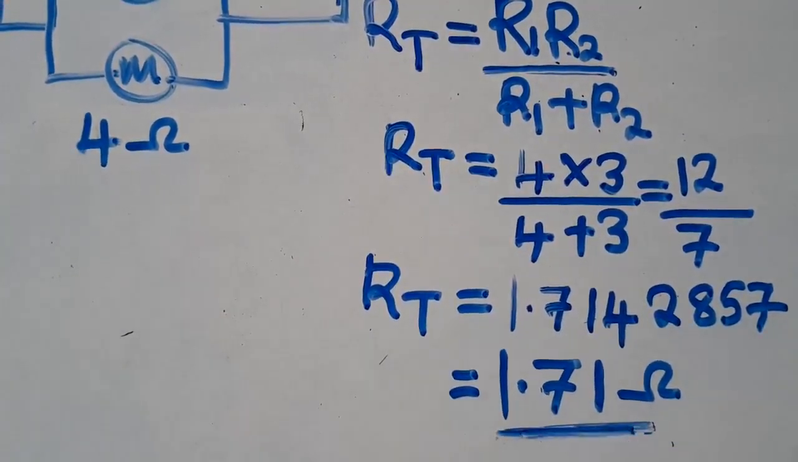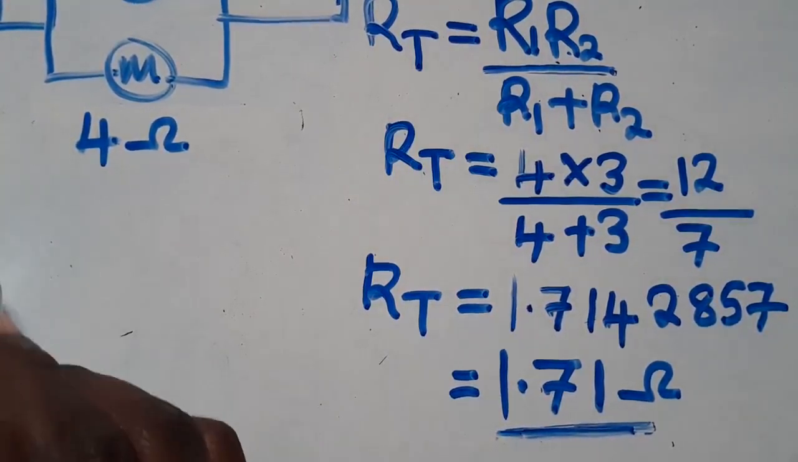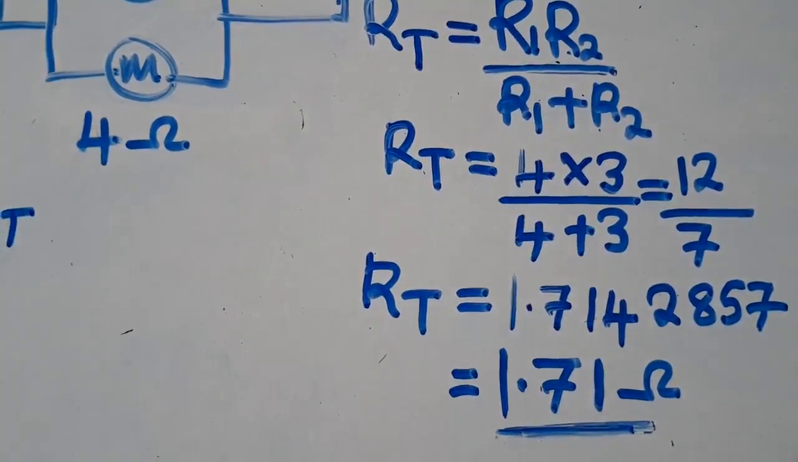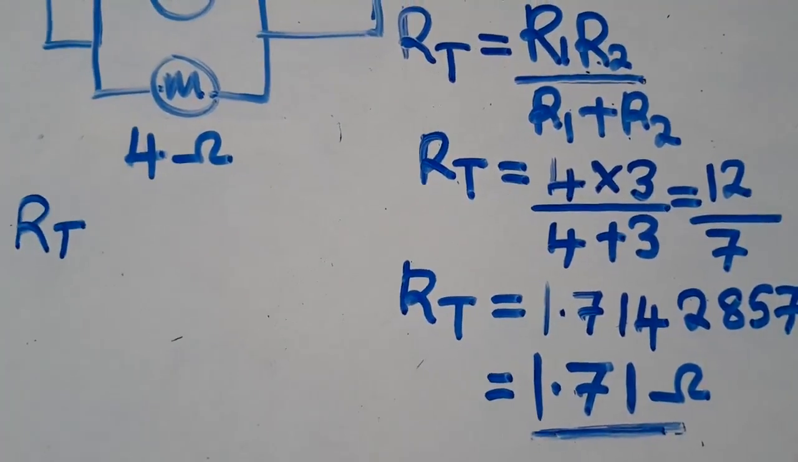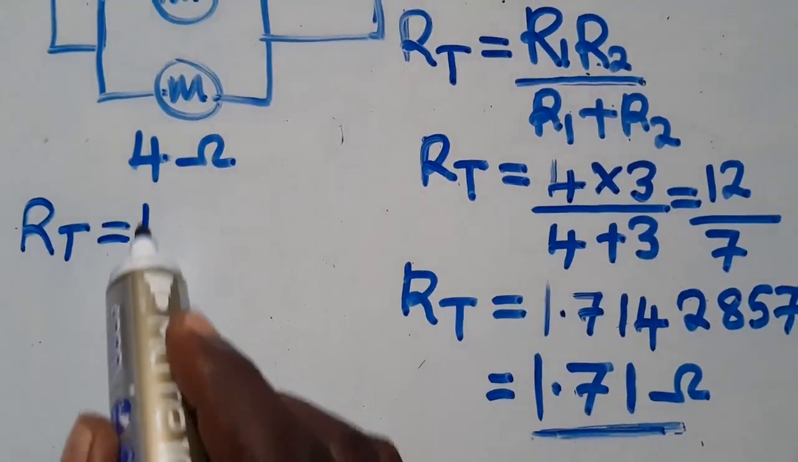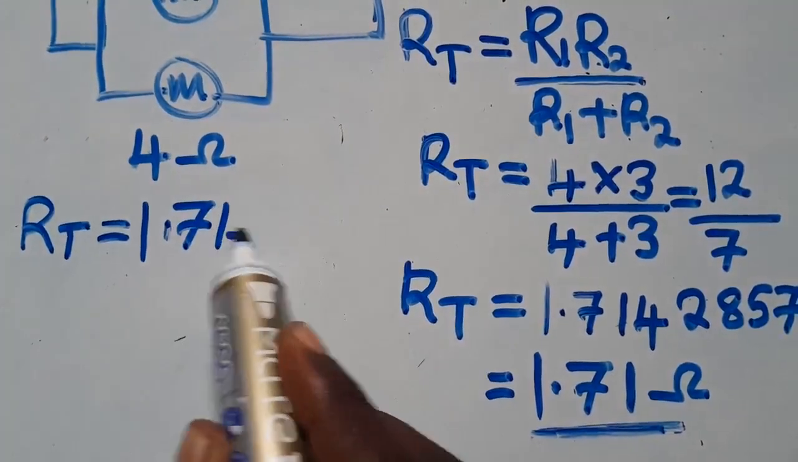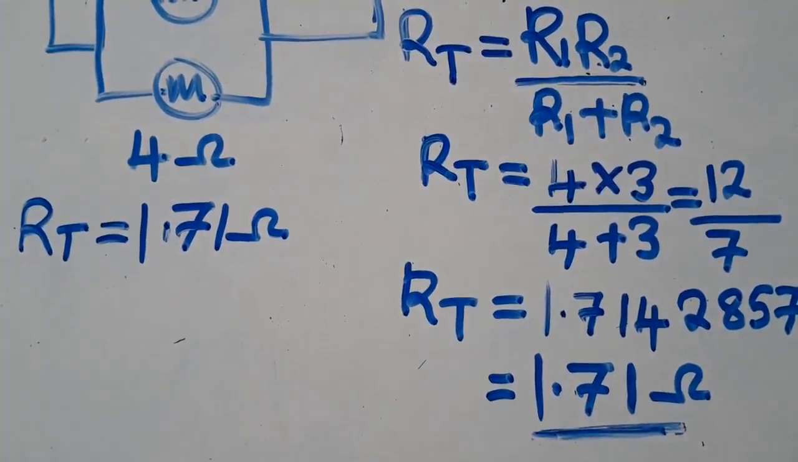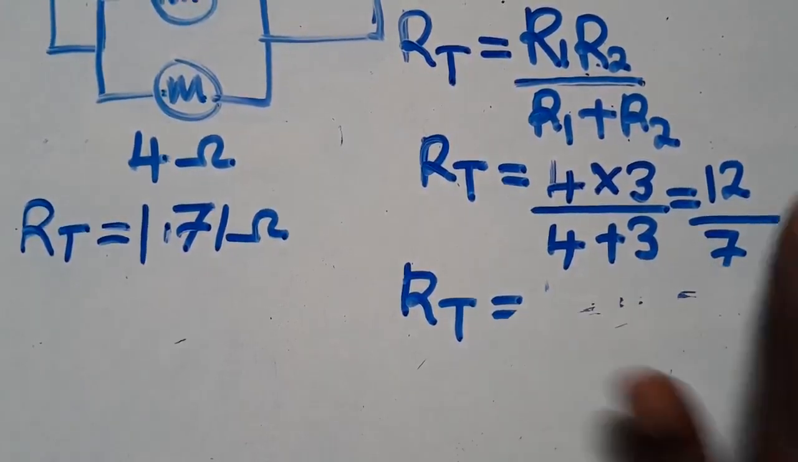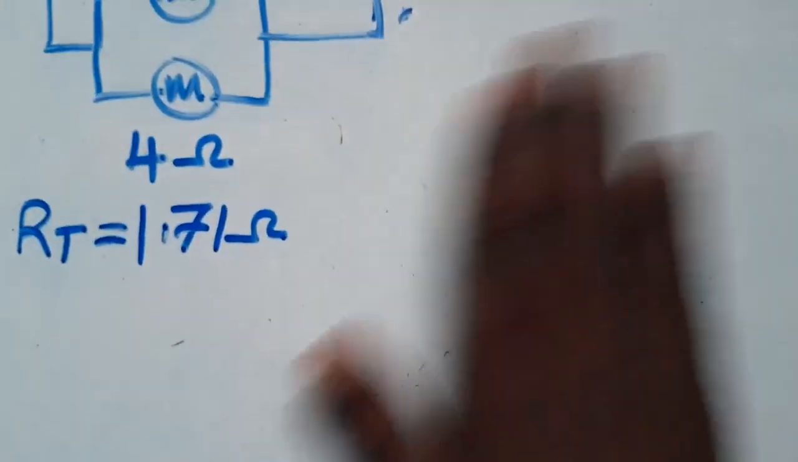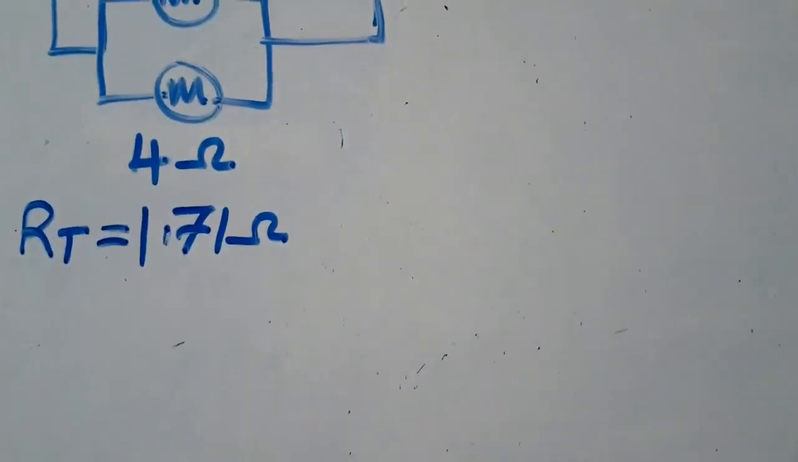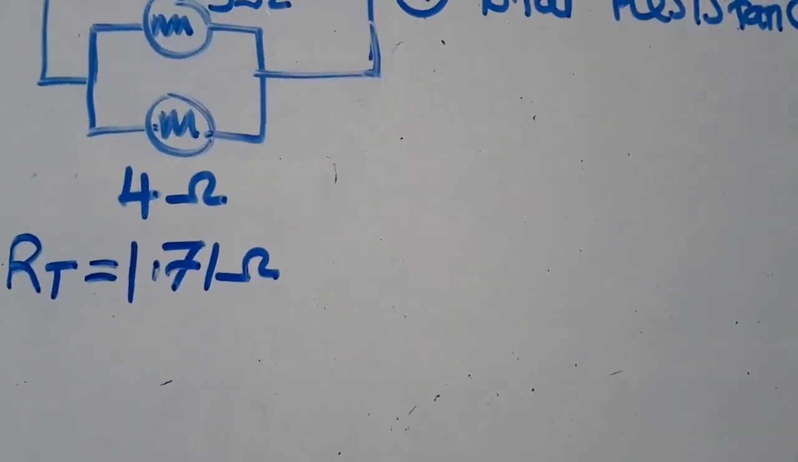So I've calculated the total resistance in the circuit. I'm going to write the answer here so that maybe it can be used on other questions. That is our total resistance in the circuit. This is how you need to calculate, and these are the formulas that you need to put into consideration. Let us now move to the other question.